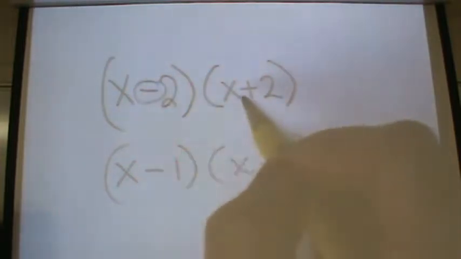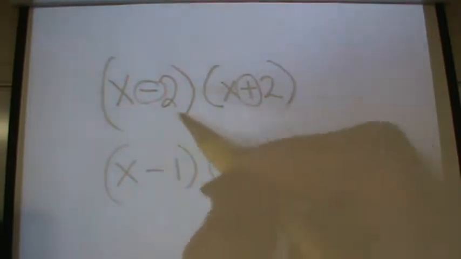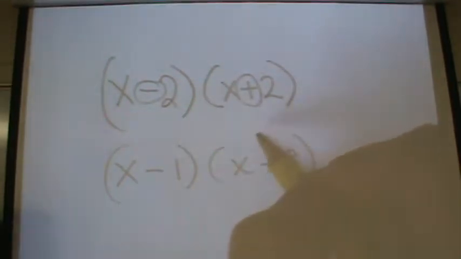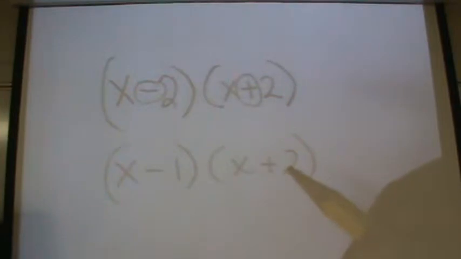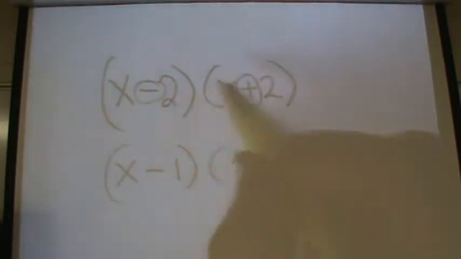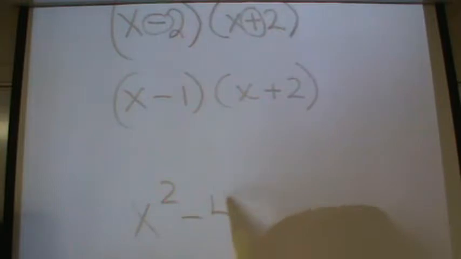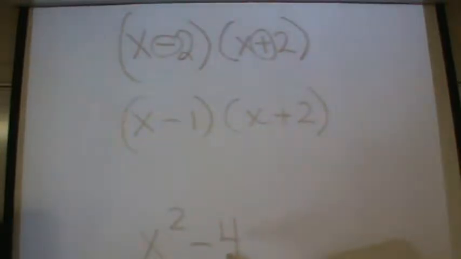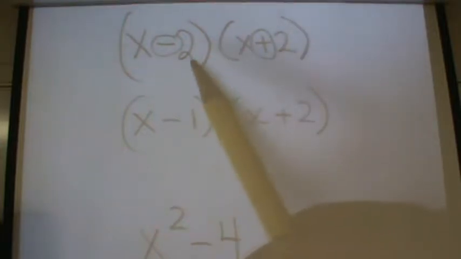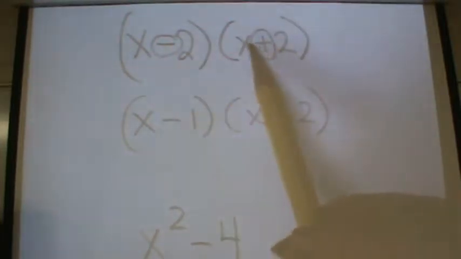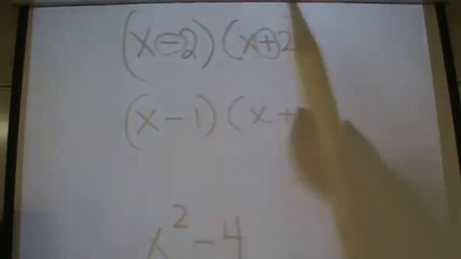So if you notice that the binomials are the same and the signs are opposite, one's a positive, one's a negative, what happens is the middle two terms are going to cancel out, right? So if you did this problem, it would be x squared minus 4, right? Why minus 4? Why not plus 4? Because a negative times a positive is a negative.